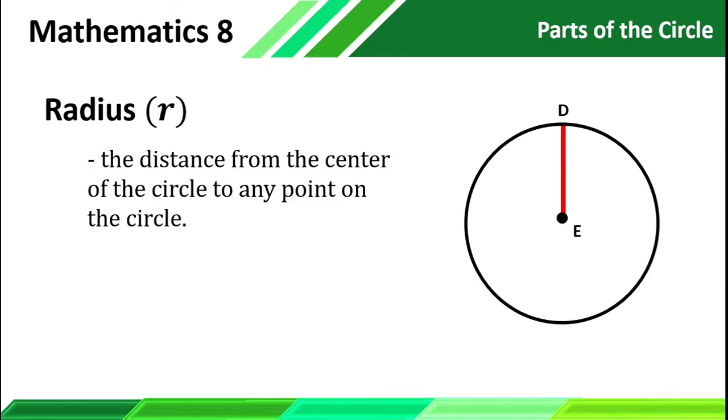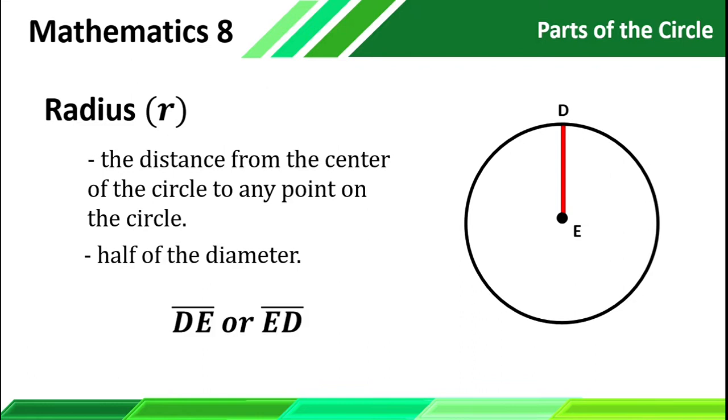Next part of the circle is radius. When we say radius, it is the distance from the center of the circle to any point on the circle. So from point D to point E, this is our radius. By the way, radius is denoted by small r. And radius is half of the diameter. So here, our radius is line segment DE or line segment EB.